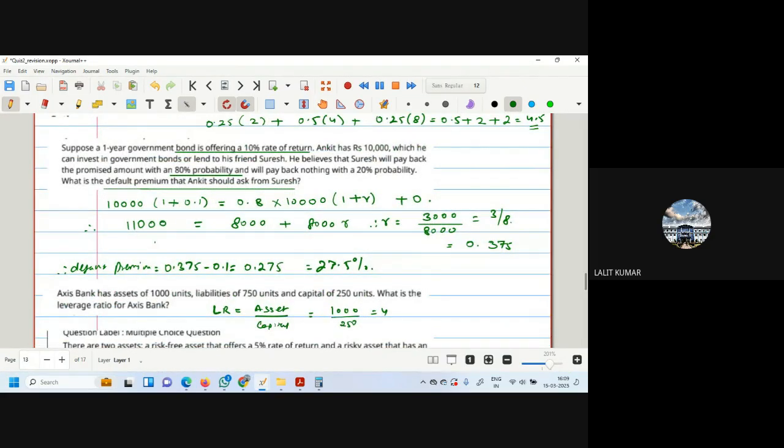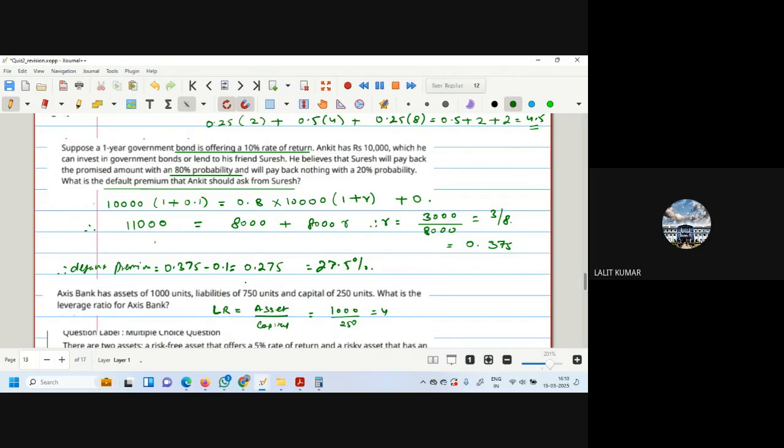Next is, suppose a 1-year government bond is offering a 10% rate. Ankit has 10,000 which he can invest in government bonds or lend to his friend Suresh. Suresh will pay back the promised amount with an 80% probability and will pay back nothing with a 20% probability. So what is the default premium that Ankit should ask from Suresh?